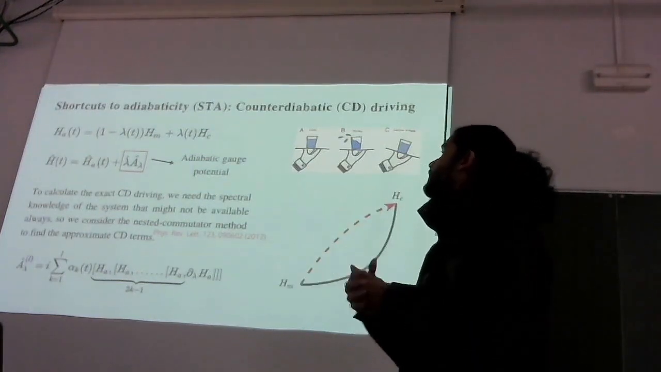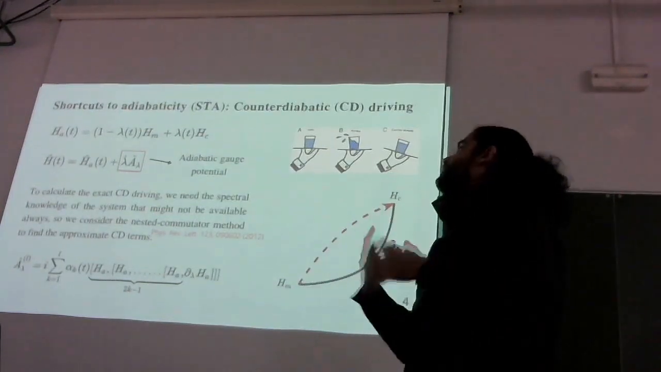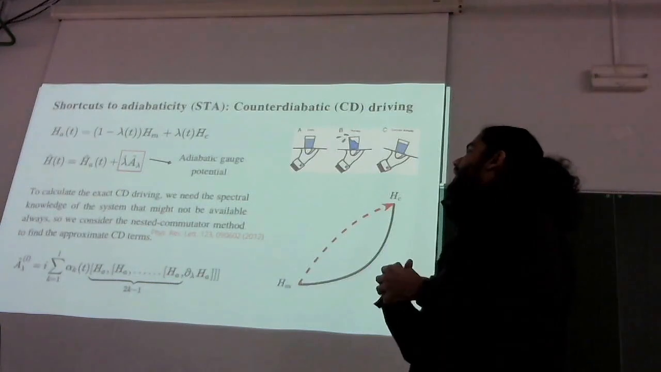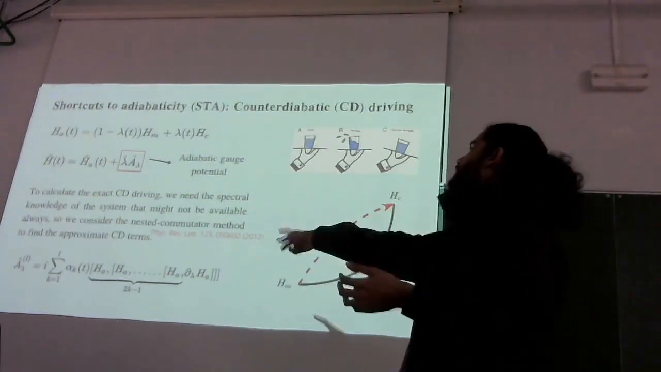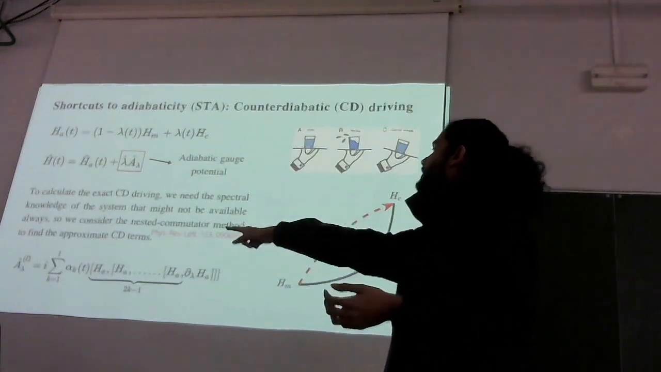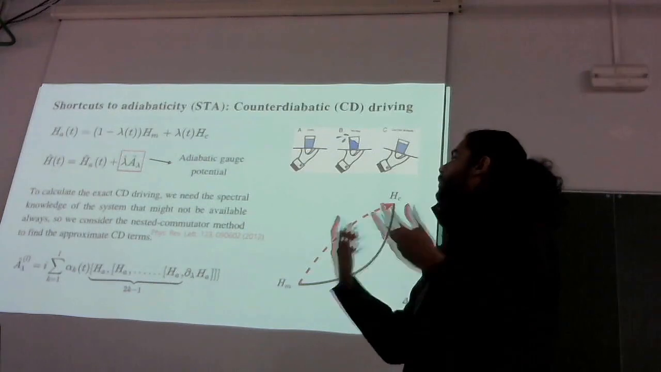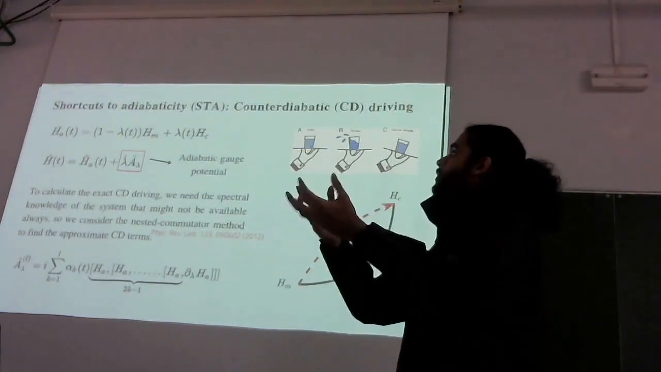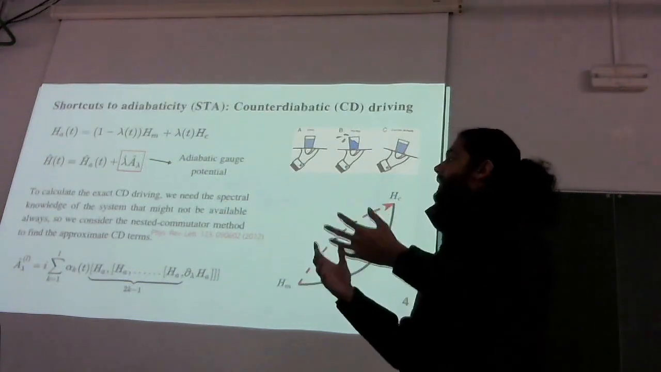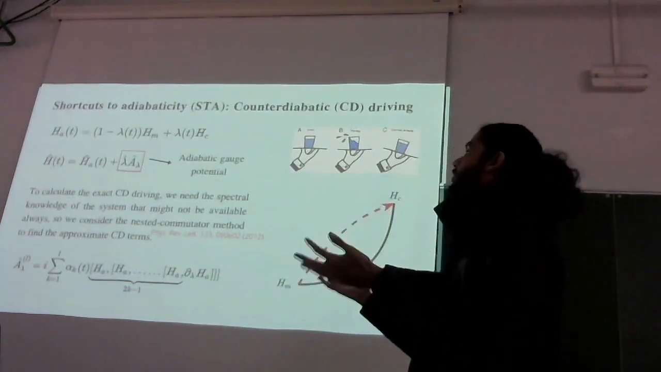So how do we do that? For finding a perfect CD term, you need exact spectral properties, which we don't have all the time. So there is a way to find approximate CD terms. It's proposed in this paper, and this is the form. You do nested commutation operations, and then you find approximate CD terms. You add these approximate CD terms into your Hamiltonian, and then you can get a faster convergence to the solution. So this is the main idea of counterdiabatic driving.